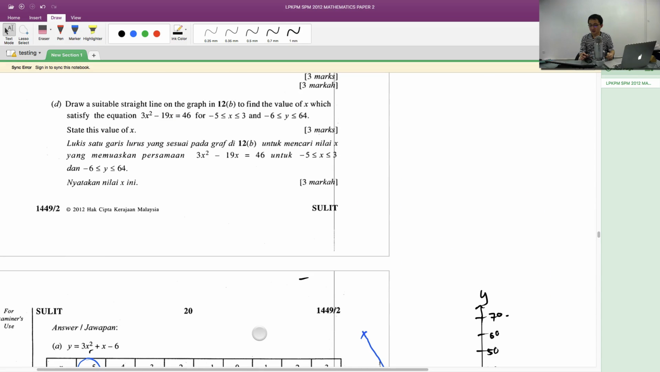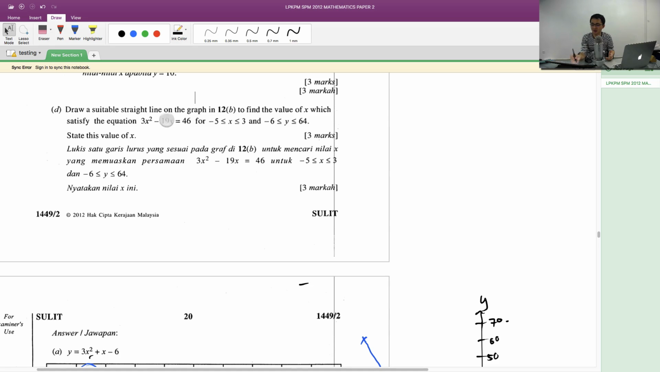And last part, draw a suitable straight line. When you see a straight line, the power of x is 1. If it is a straight line, it is not possible to get x power more than 1. Alright, to find the value of x to satisfy the equation, whenever you want the equation, you must have the y in the equation. But this equation does not have y, and this is x squared. It's not a straight line, definitely, we know. So we need to know what our y is. Y basically equals 3x squared plus x minus 6.